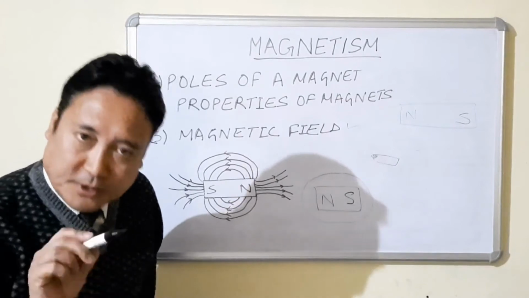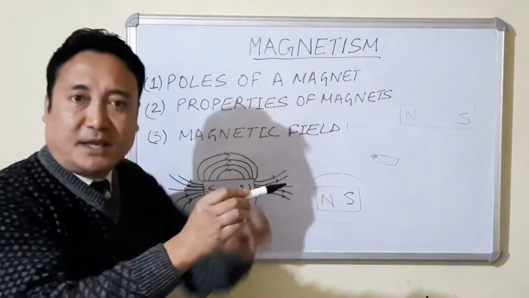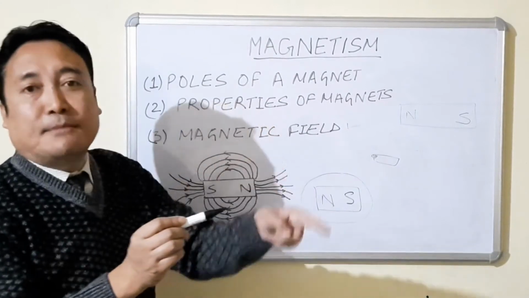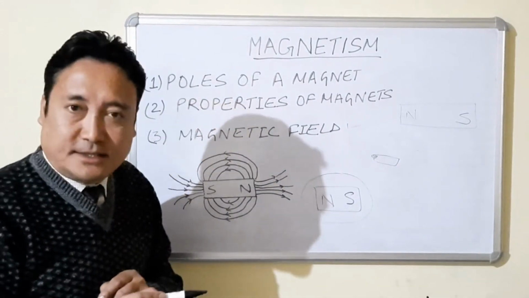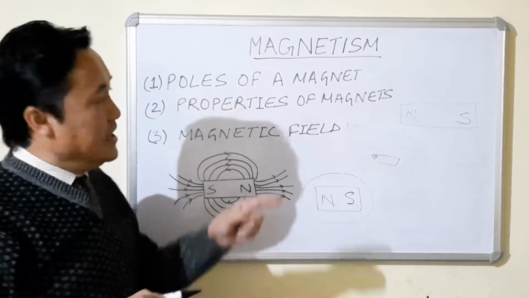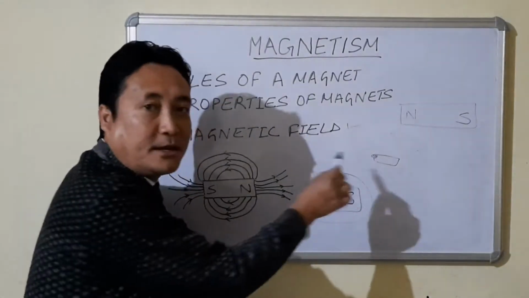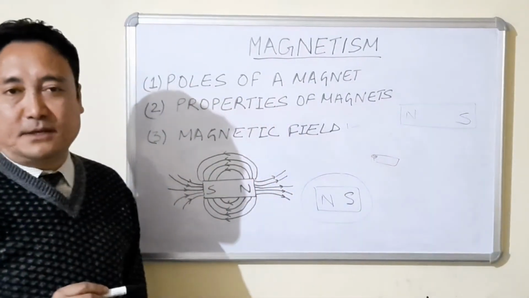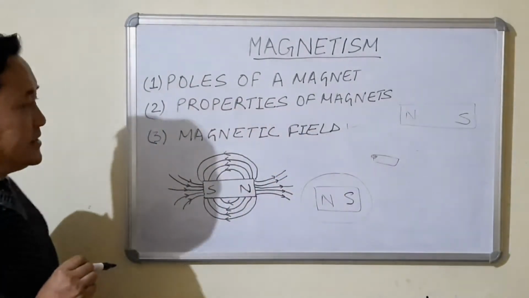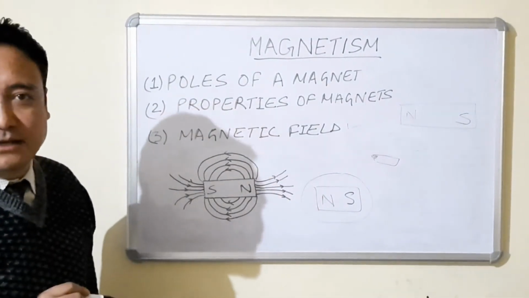Is it clear? So the magnetic field means the space around the magnet where the magnetic force exists. The magnetic field is produced by the magnet, within the space of the magnet where we have kept it.